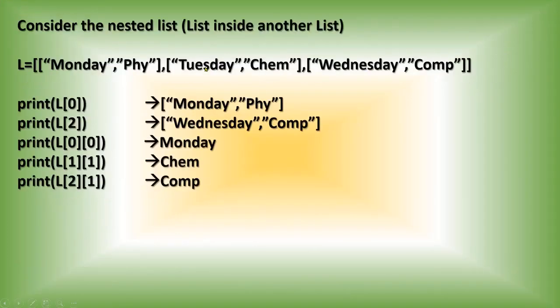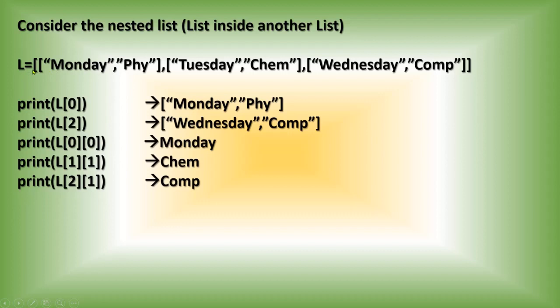Yes, it's a nested list. Consider the nested list. Nested list means a list inside another list. See, there is an example written over there. There are 3 elements in this list. All the 3 elements are nested lists. See, there are 2 brackets.